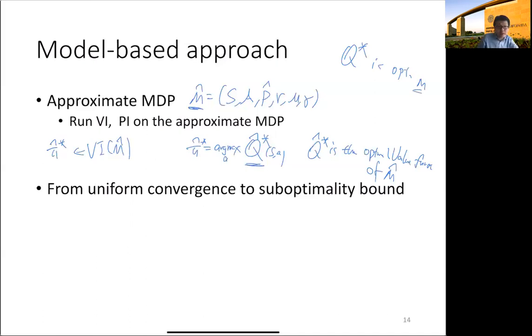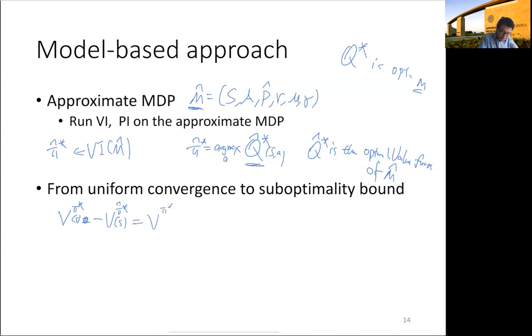Okay, so the idea that we're going to be using is a standard trick called uniform convergence. Let's start with what we want to begin with. We want to bound V star, the optimal value function, minus V of pi hat star, right? So this is what we want. We actually want to bound this for every state and action. So maybe let's write state here.